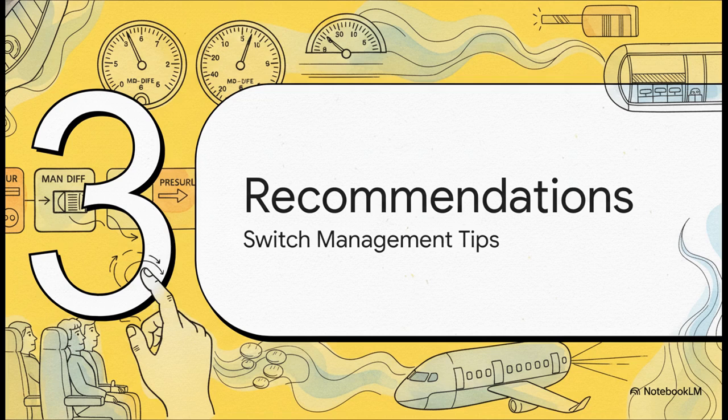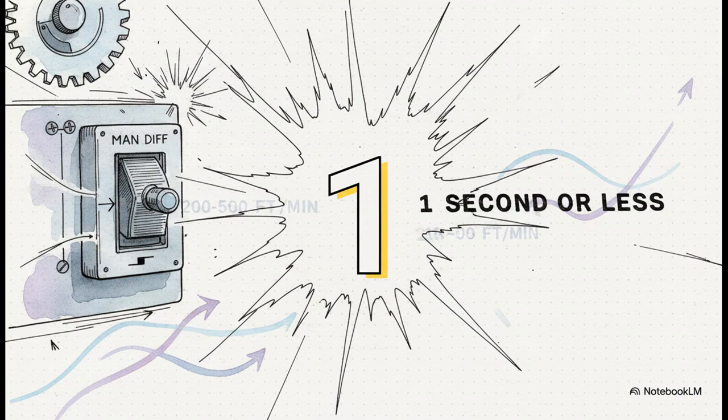Next up, Section 3, recommendations, pro tips for switch management. All right, pay attention to this one because this is all about keeping your passengers comfortable and avoiding extreme pressure spikes. We call it the jab rule. You should absolutely always use the man diff switch in short, quick jabs of just 1 second or less. Why? Well, a single 1-second jab gives you roughly 200 to 500 feet per minute in your cabin rate of change. You literally never want to press and hold this switch down unless a specific checklist tells you to. Just give it a quick jab.